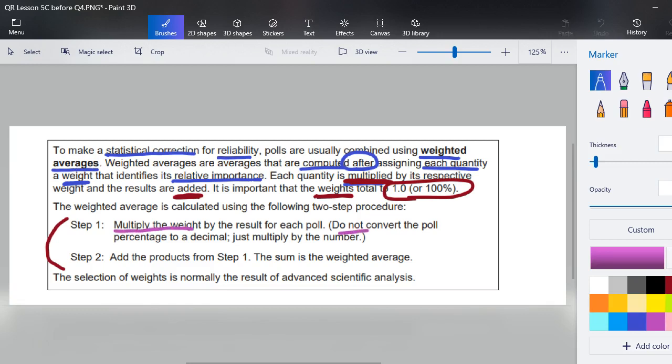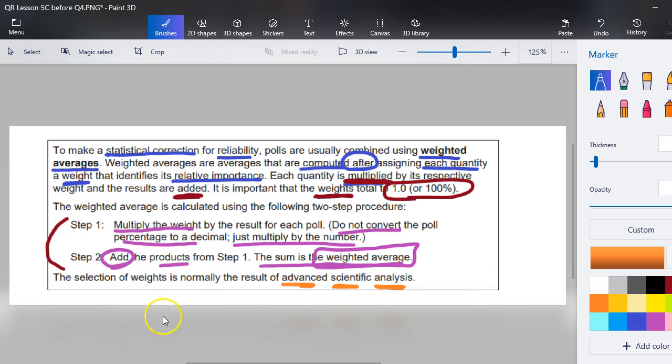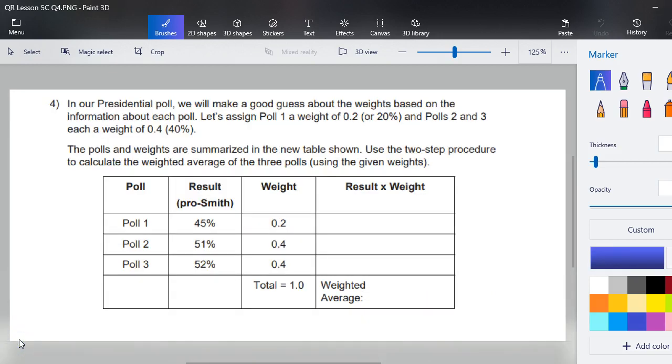It says do not convert the poll percentage to a decimal. Just multiply it by the number. Then we're going to add all of those products, and the sum is called the weighted average. One last comment: the selection of weights is normally the result of advanced scientific analysis. In other words, they're going to give us the weights, and we just need to do this two-step process. Multiply some stuff and add some stuff, and we're going to call it the weighted average. Make sure you hit pause. You go do question 4, and then come back and we'll talk about it together.